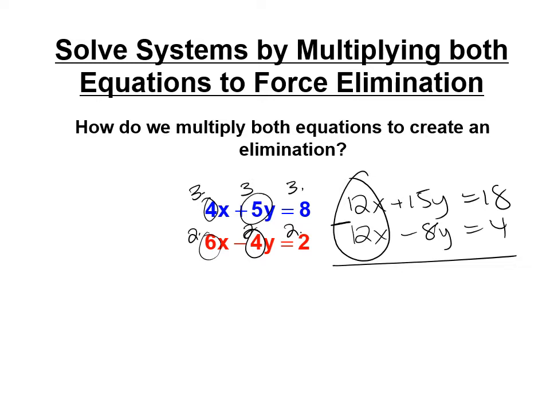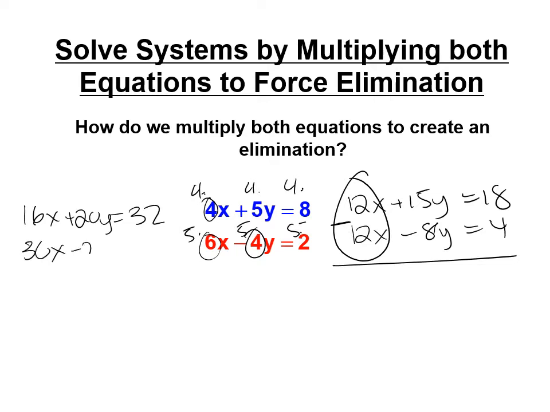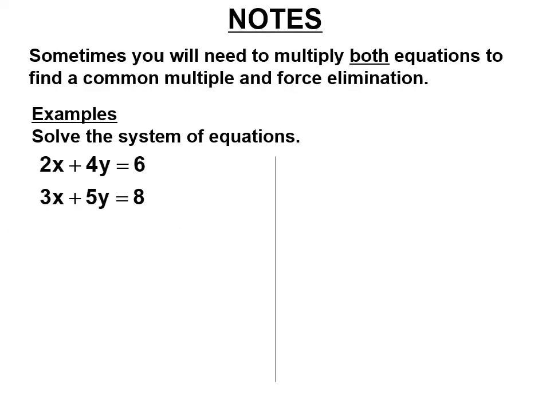Alternatively, maybe I could have done something. Can you think of something else I could have done? Well, I could have multiplied the top one by 4 and the bottom one by 5. Let's look at that. I could have made the top one 16x plus 20y equals 32 and the bottom one 30x minus 20y equals 10. I turned both the 4 and the 5 into 20. In this case you would add the two equations. Either would work, so let's see that today. All right, so pick one and solve the system.